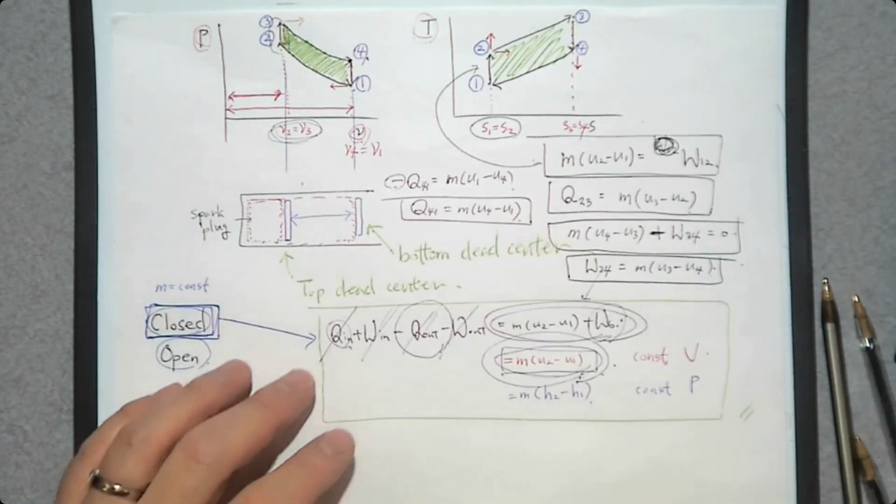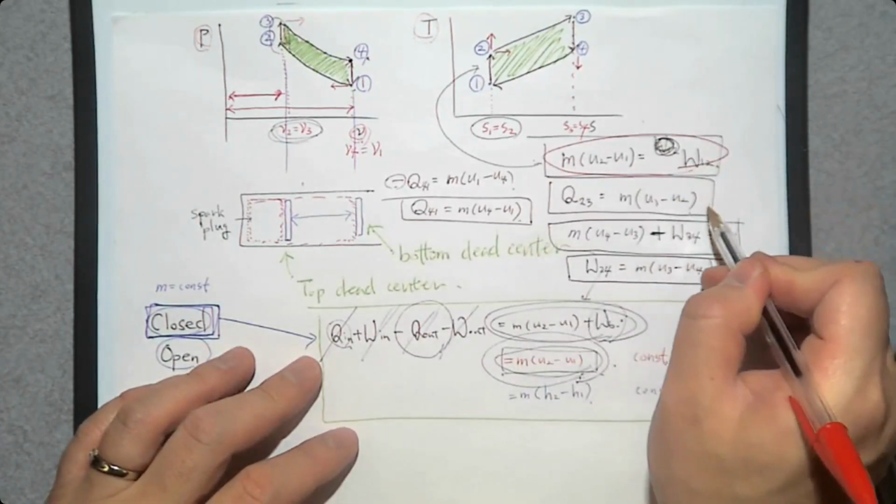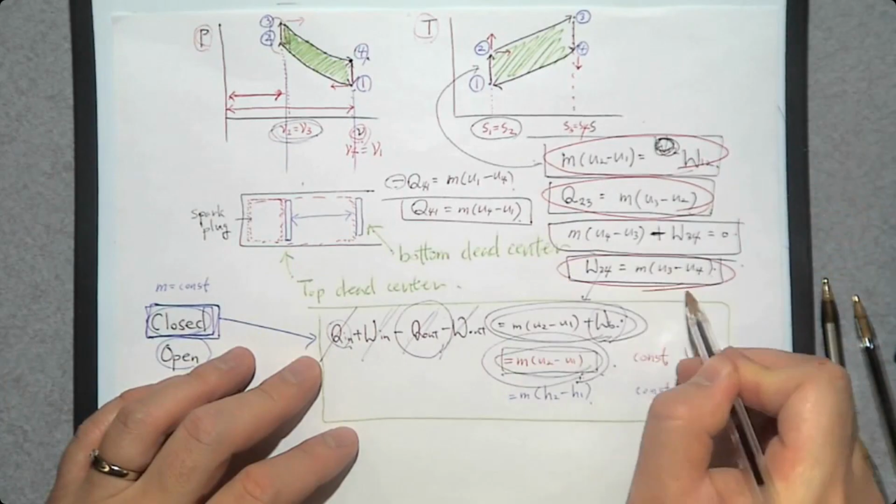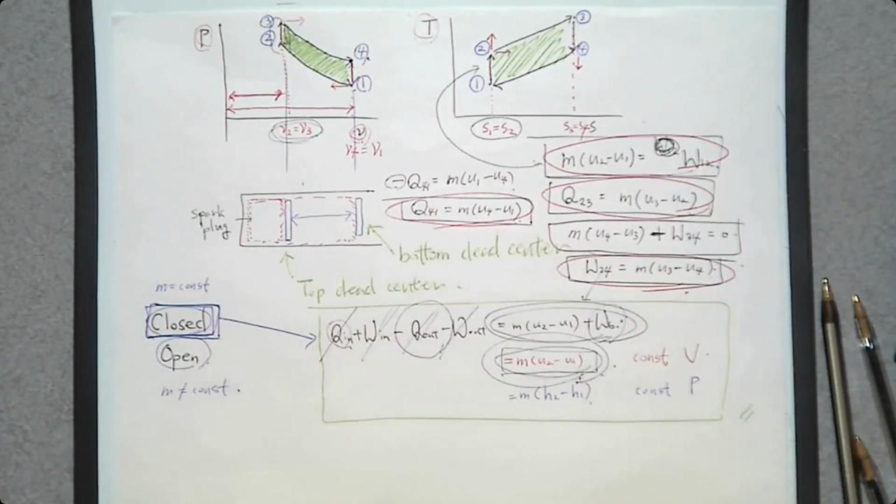So we have 1, 2, 3, and 4 energy balance equations. Whenever we have an Otto cycle, these are the 4 energy balance equations we can use to determine, let's say, work or heat.